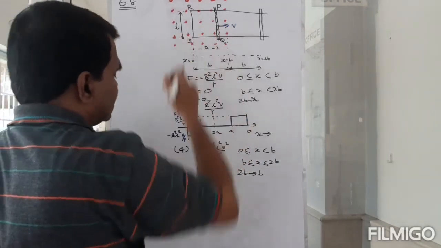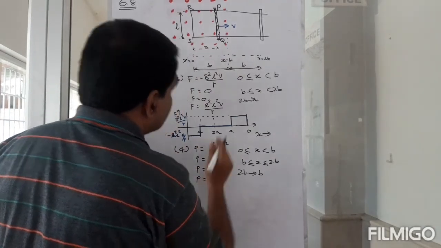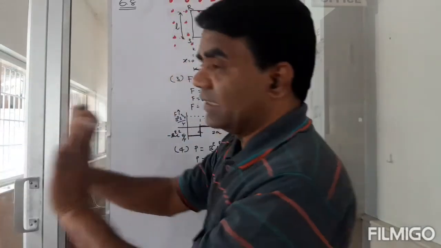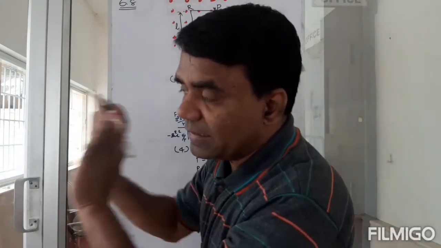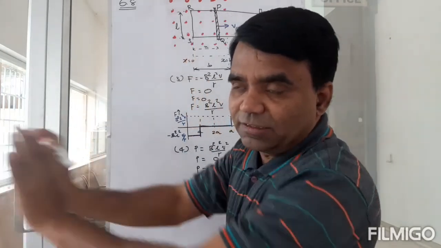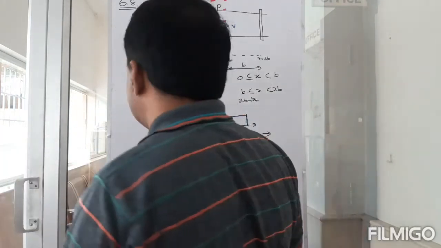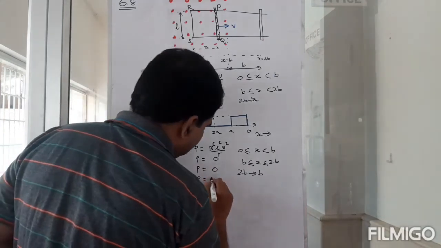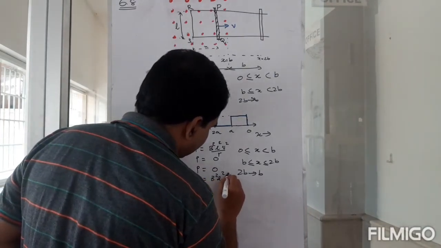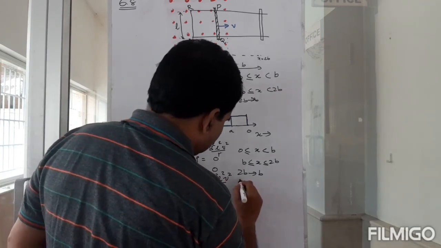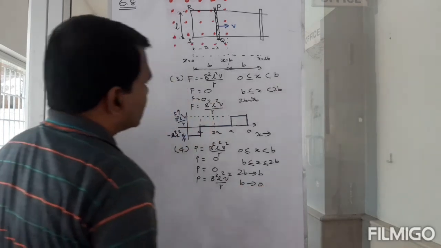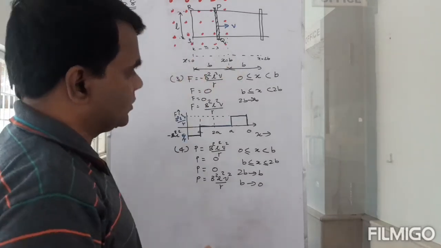And from B to 0, again you are pushing it in this direction, the force is opposing you, but you are applying the force in the same direction, so this is going to be positive again. You are doing positive work in this case also. So that would again be B squared L squared V squared by R for motion from B to 0.